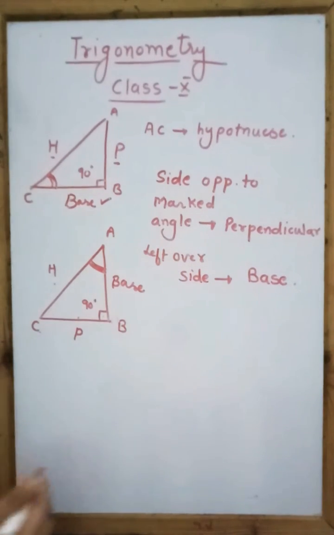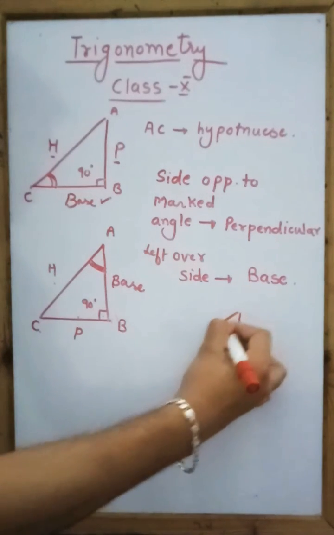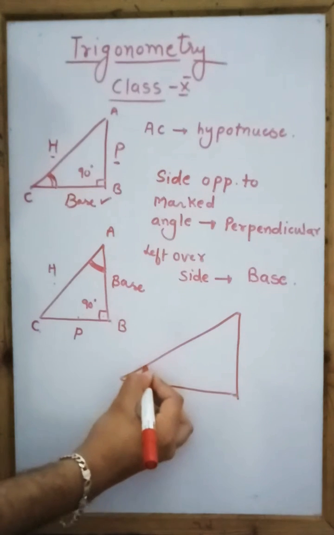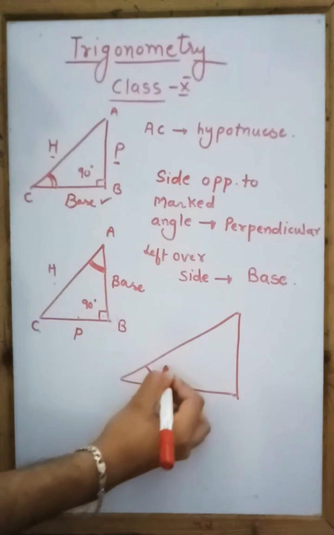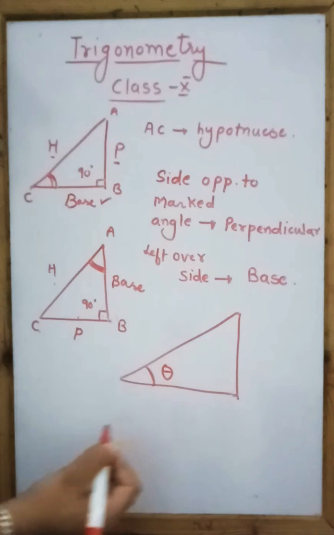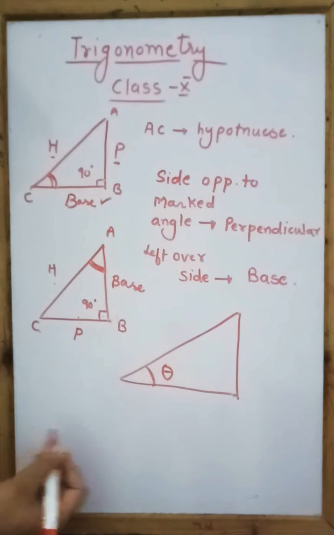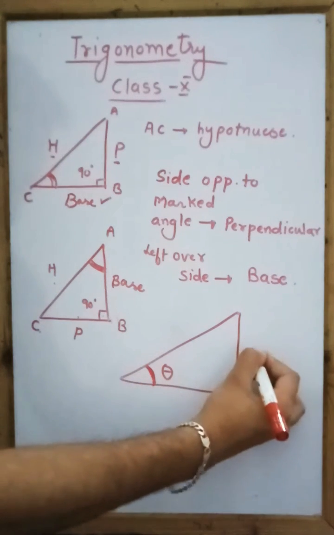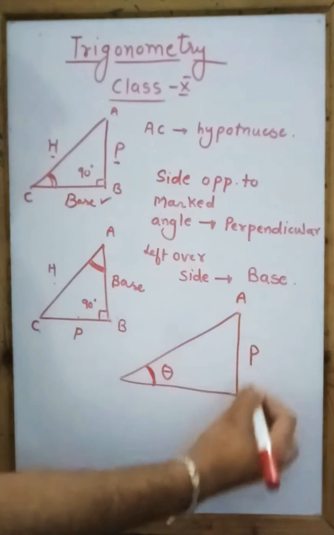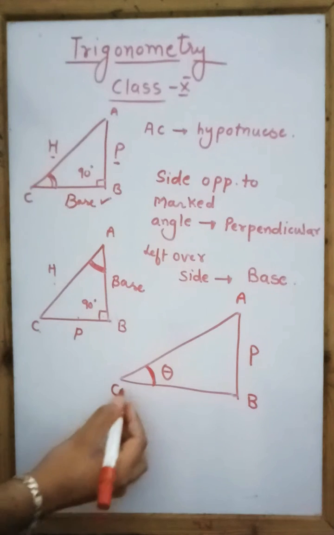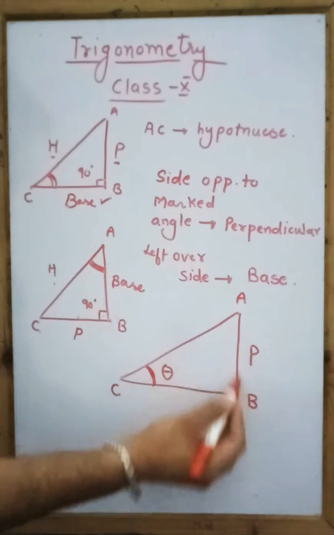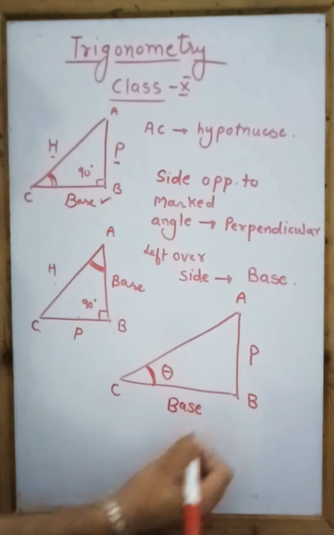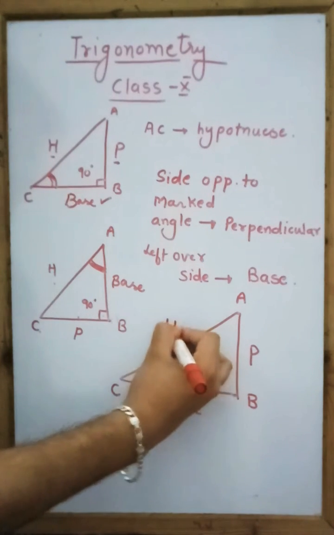And in any right angle triangle, let me redraw it. Let us suppose this angle I mark as theta. Theta is a Greek letter which is used to mark angles. If I mark this angle as theta, then for this theta this side will be the perpendicular. Let me name it ABC, so I am calling angle C as theta. Then AB will be the perpendicular, BC will be the base, and AC will be the hypotenuse.